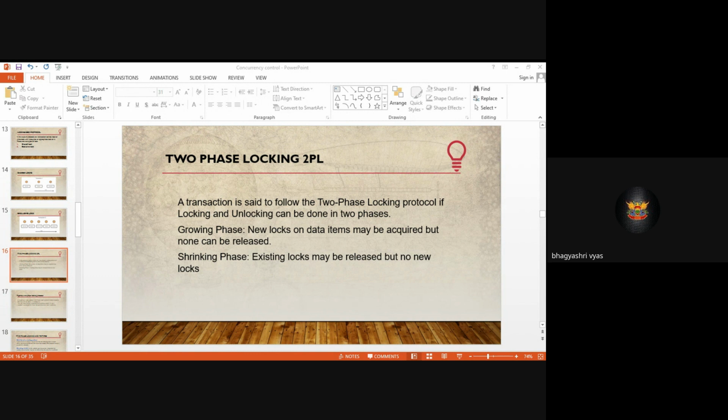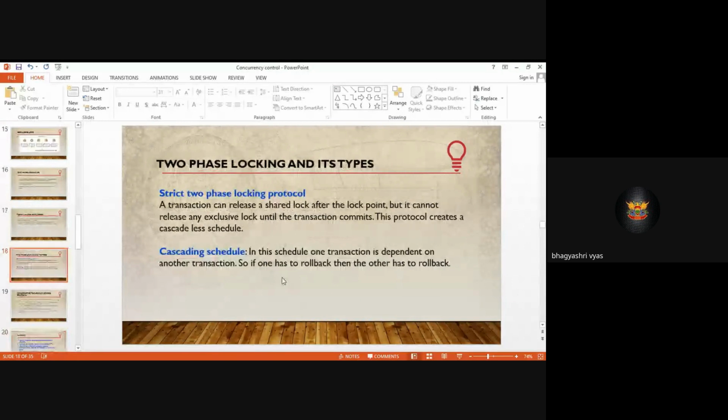Okay, so if anybody asks you which provides serializability, you can say that two phase locking protocol provides serializability, but it does not ensure freedom from deadlocks. It does not ensure freedom from deadlocks here.